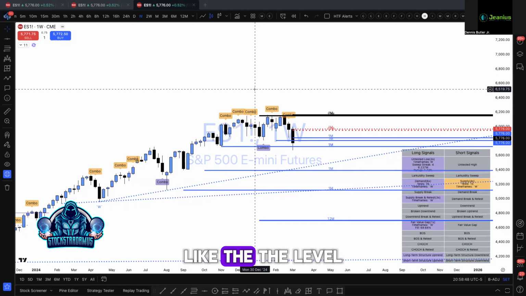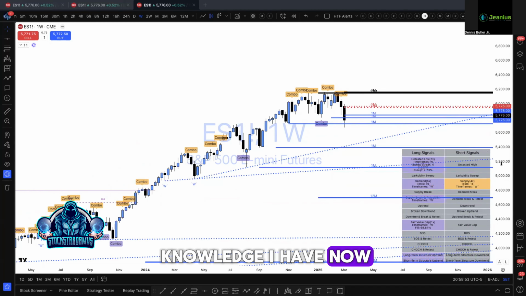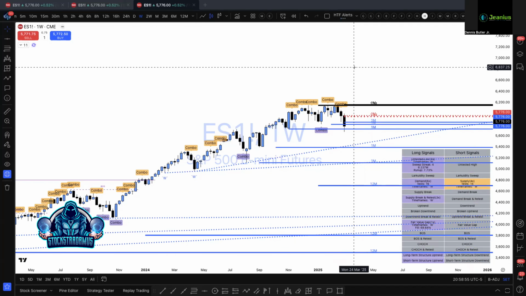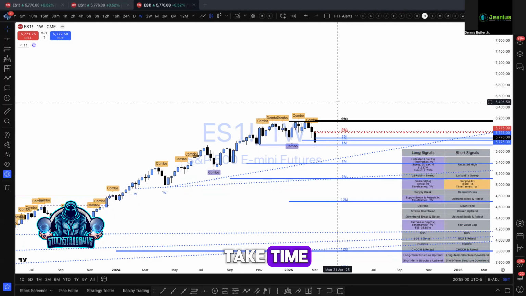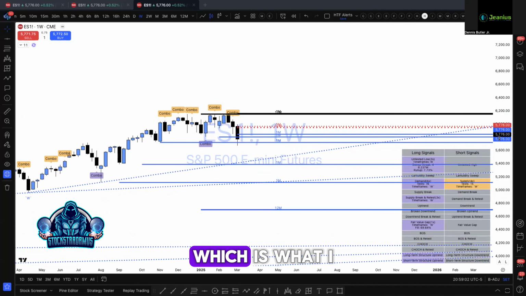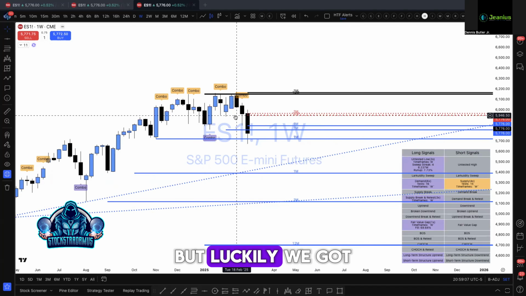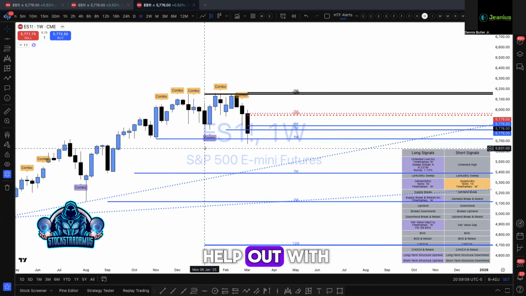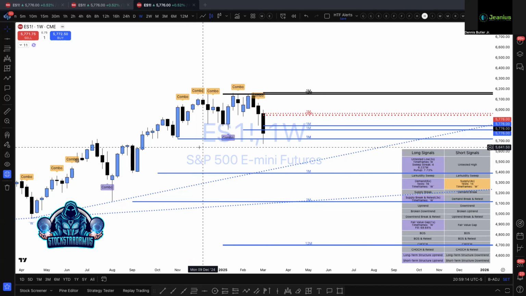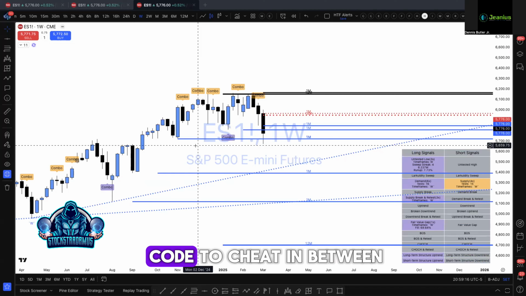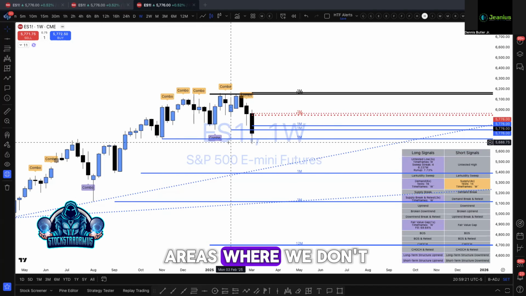market works. Like the level of patience that I have now and the level of knowledge I have now, I couldn't be tricked by the market. But due to the fact that I know that the moves I'm waiting on take time, it's forcing me to be more patient as well, which is what I don't want to do. But luckily, we got Jeanius to help out with a good bit of that waiting and kind of cheating in between. Yeah, it is a cheat code. To cheat in between to play those levels or even just key areas where we don't know what to do.